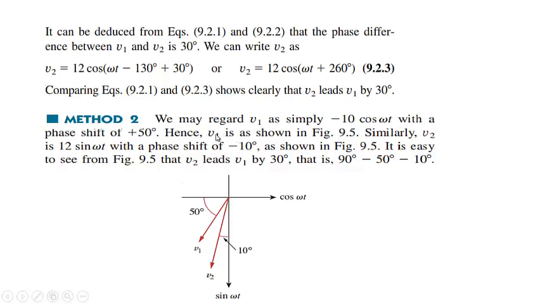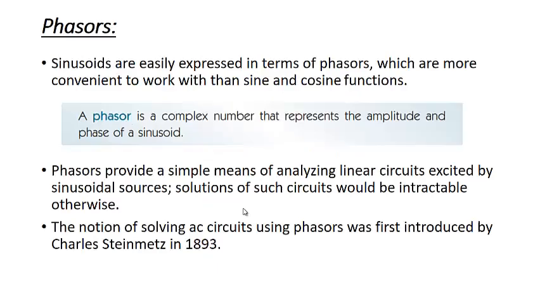Similarly, what is the next one? Similarly, V2, that is 12 sine omega t with minus 10 degrees angle. So this is the sine omega t axis, 12 sine omega t will be in this direction and minus 10, we have to subtract the angle in the clockwise direction. That means it goes to this direction. So this is 10 degrees, this is 50 degrees. Total from here to here is 90 degrees. You can see the phase difference between these two will be 30 degrees. So this approach also we can use to help the understanding of comparing different sinusoids.